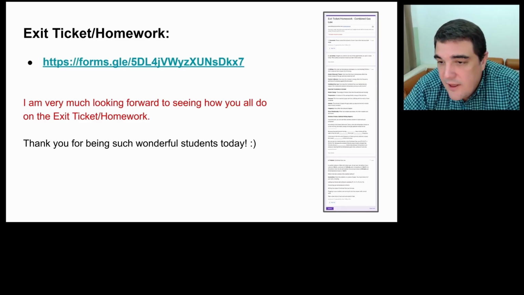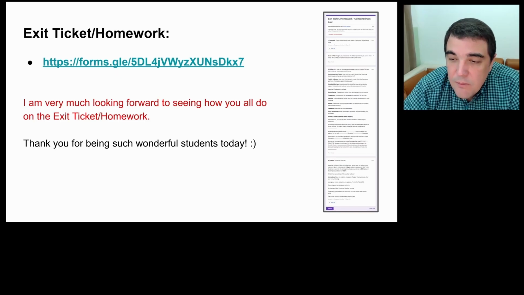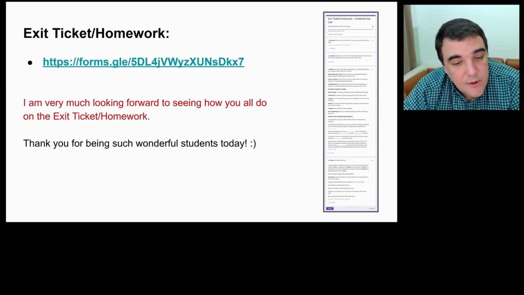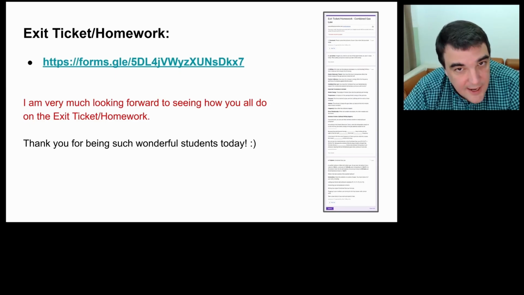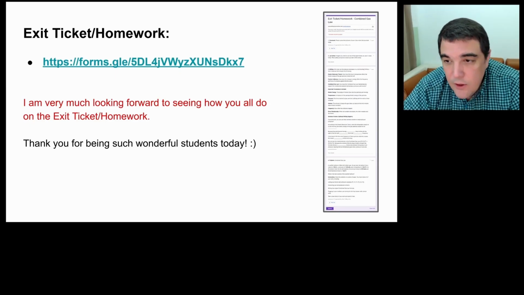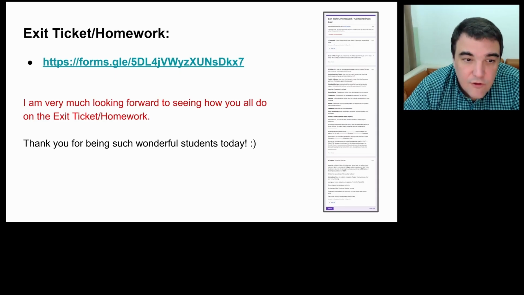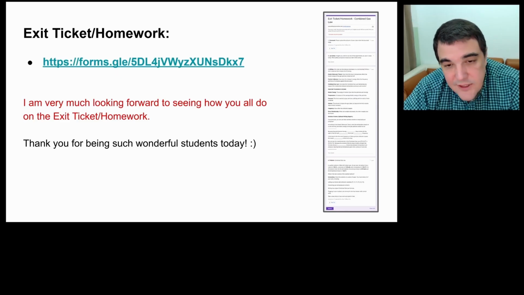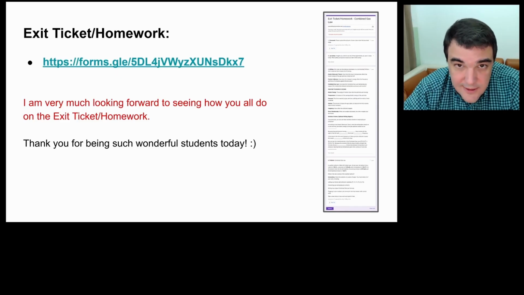Please do your best. I've given you some vocabulary to use, and I've given you some sentence frames to help you get started with that writing. And then there's a problem where you'll have to solve a combined gas law, which is very similar to one of the problems that we solved today. And I know you can do that, and this will really help you be fully prepared for your upcoming Unit 7 quiz. I'm very much looking forward to seeing how you all do on the exit ticket / homework.